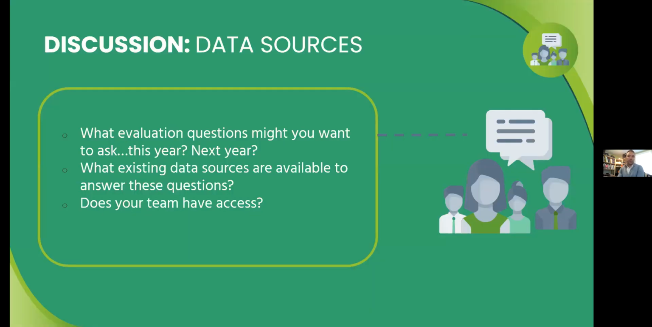On your own or when you're with your team next, think about what evaluation question or questions you might want to ask at the end of the year and the following year. Once you've identified your questions, generate a list of the existing data sources related to that type of question. Then identify who has access to that data. You may find that you need to get permission for your team to access that particular data. With that said, not everyone on the team needs to have access to that data. Maybe one or two people should be sufficient.